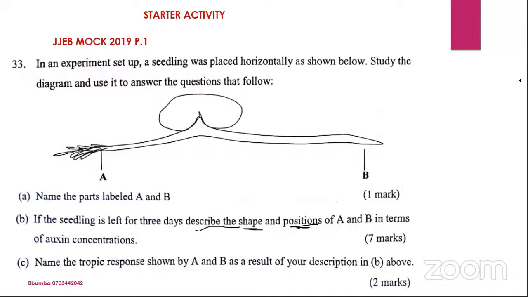Okay, let me choose another person. What is the tropic response? Yes, Faith. For me, I think that's geotropism. For A, is it negative or positive? It's positive and B is negative. Are you sure? Because positive means you are going towards the stimulus, and negative means you're going away from the stimulus.